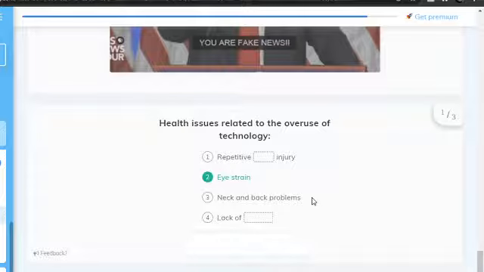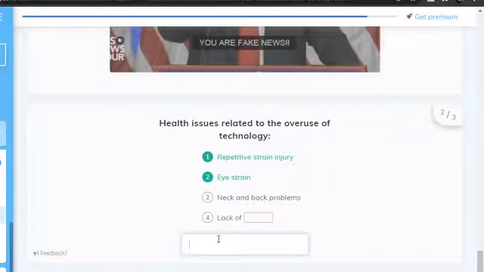eye strains, repetitive neck injury. I thought that would have been neck strains. So, health: technology, how related to overuse of technology, lack of communication or talking, lack of talking. Well, it's interaction really, isn't it? Well, those are there, so it's repetitive strain injuries, and then lack of what?